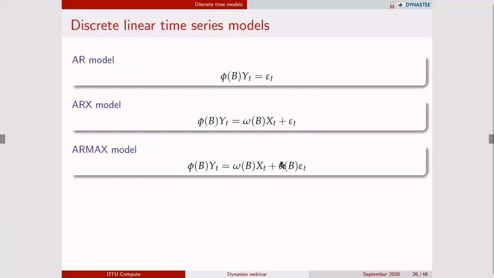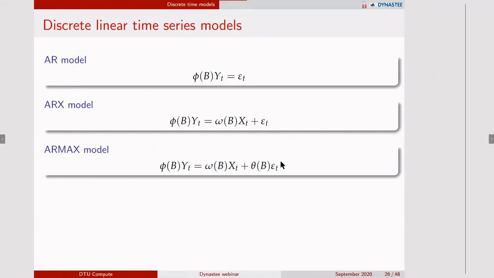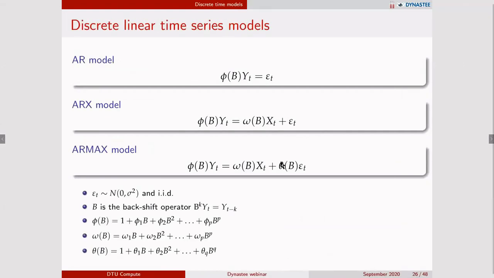And we can even generalize it even more. We would write it in a way where we use what we call the backshift operator. That means we can write the notation even more concisely, such that we write these polynomials in the backshift operator, and we can write the models even more concisely.